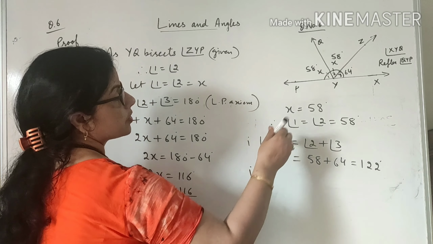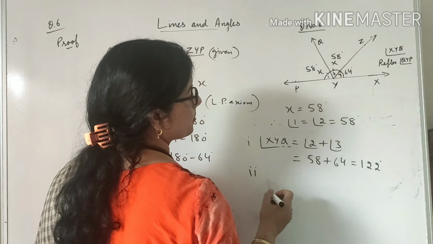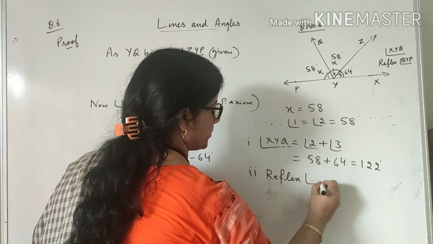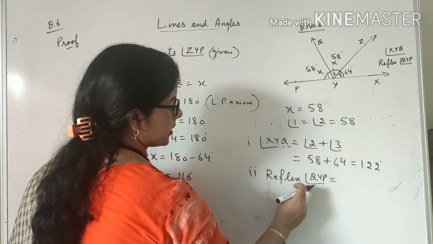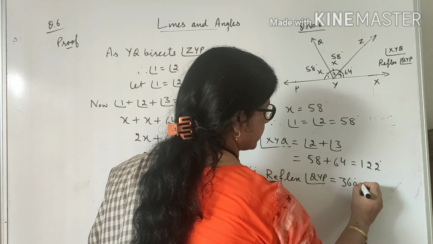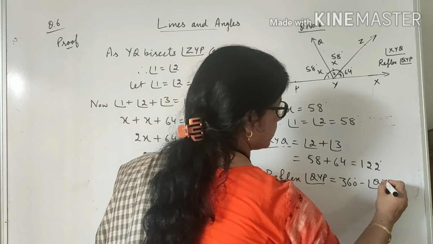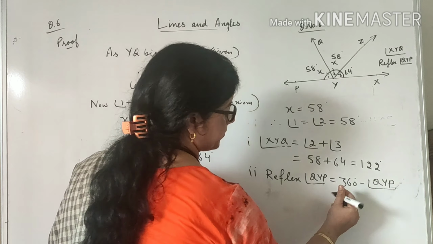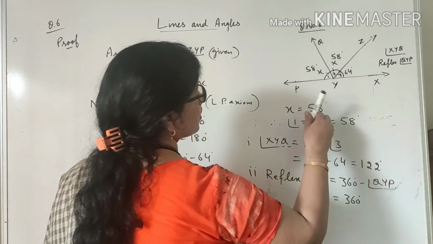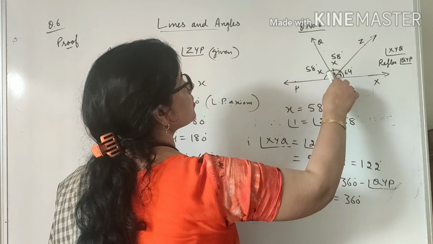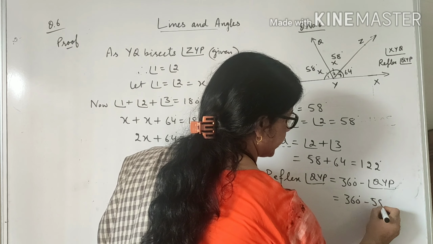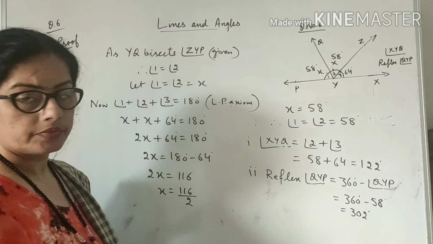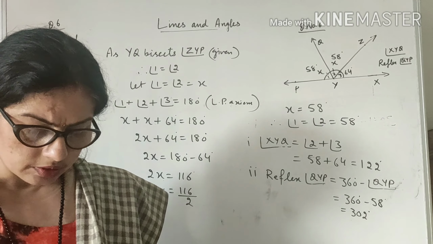Now the second part. The second part is reflex QYP. If you want to find the reflex of any angle, then what will you write? 360 minus angle QYP. Reflex of QYP is 360 minus QYP. What is the measure of QYP? Measure of angle QYP is 58. So we will write here 58, and when you subtract, what will come? 302. So in this way we have completed this exercise.